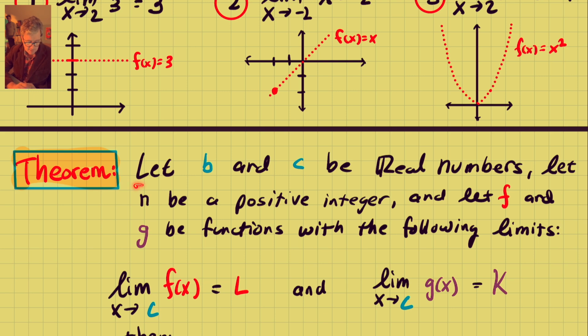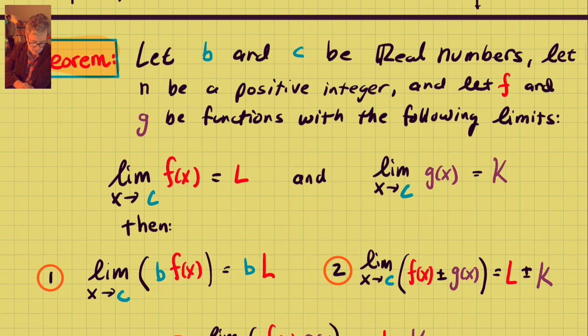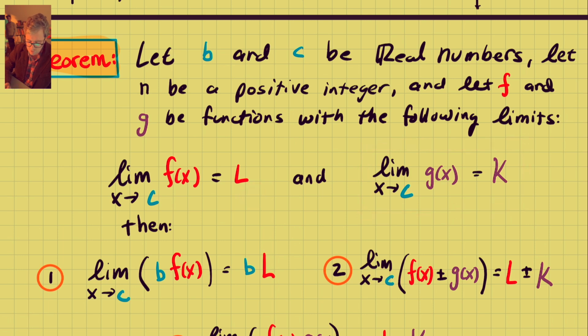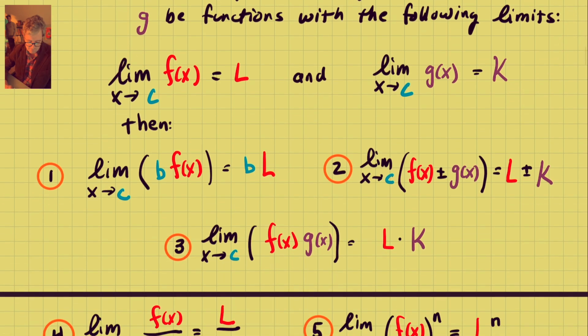And so this theorem says, let b and c be real numbers, so these are taken to be constants. And let n be a positive integer again. Then I've got two functions, f and g. They're both functions with limits, so the limit as x approaches c of f of x is equal to L, and the limit as x approaches c of g of x is equal to k. So I've got these two functions that have limits, and from all of this, I can say the following.